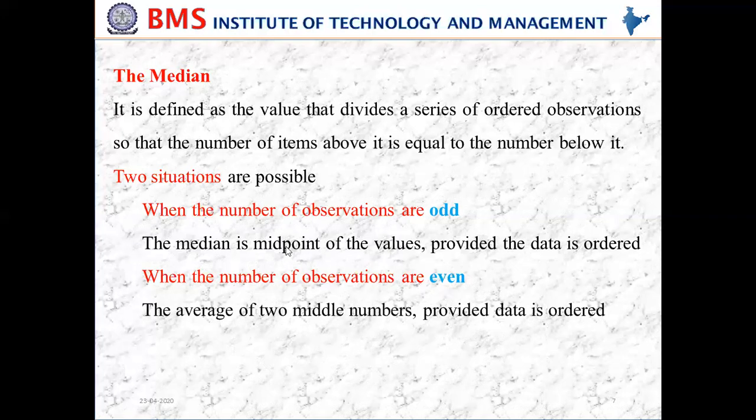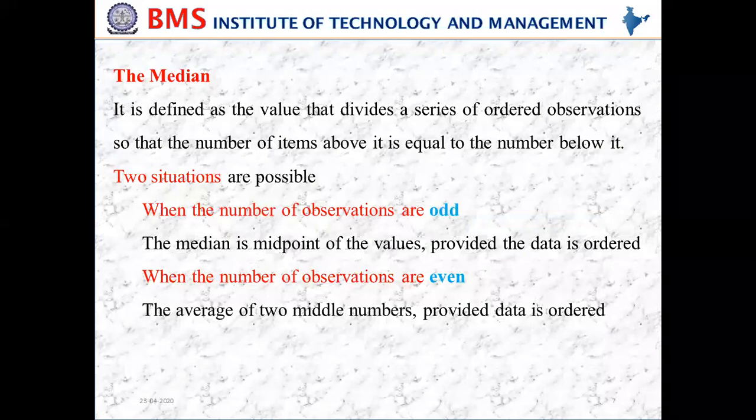One is when the number of observations is odd. Say, for example, I have 7 observations: 5, 10, 15, 30, 45, 60, like that. When the number of observations is odd, the median is the midpoint of the values, provided the data is ordered. So if 7 is the odd number, the midpoint is going to be the fourth term, which is the mid value. That is 1, 2, 3, then the fourth term, then 5, 6, 7. Before the fourth term we have 3 observations, and after the fourth term we have 3 observations.